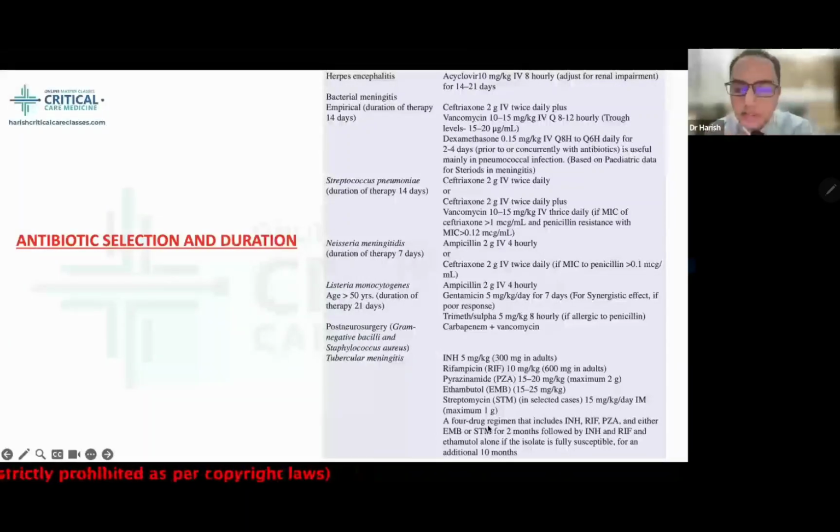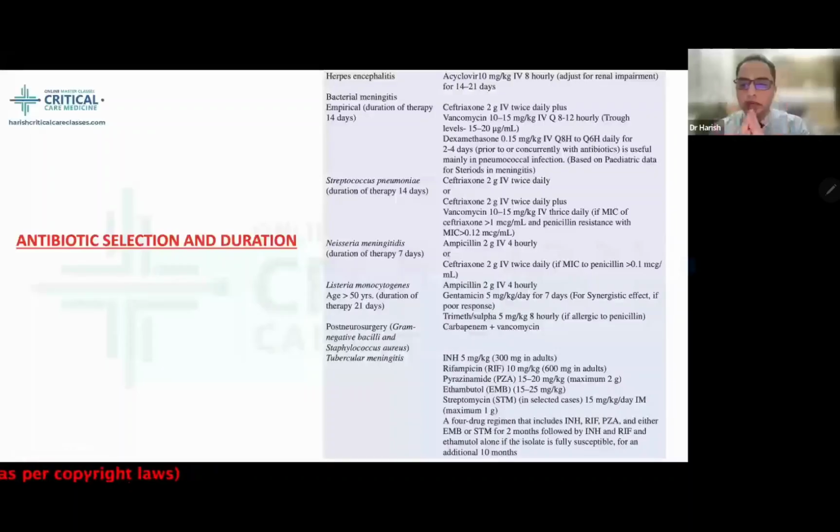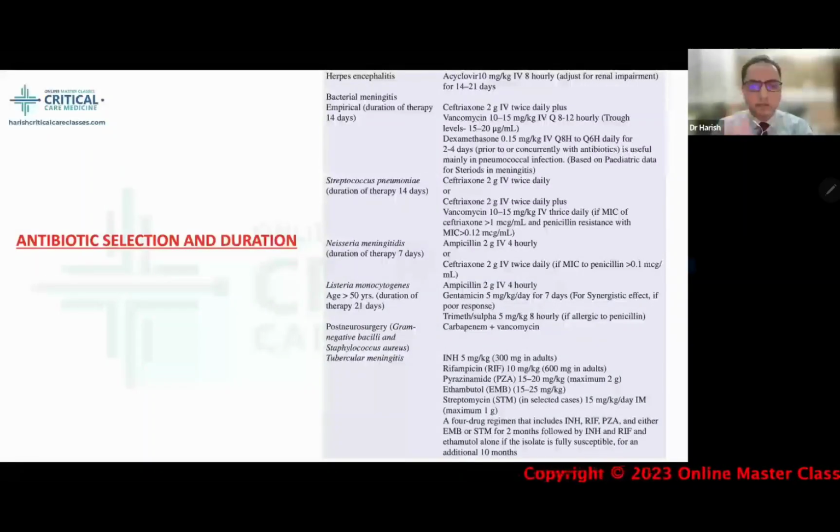A 4-drug regimen that includes INH, rifampicin, pyrazinamide and either ethambutol or streptomycin for 2 months, followed by INH, rifampicin and ethambutol alone, if the isolate is fully susceptible, for an additional 10 months. So basically it's a 1 year therapy duration for TB meningitis. Very, very important table. It summarizes everything.